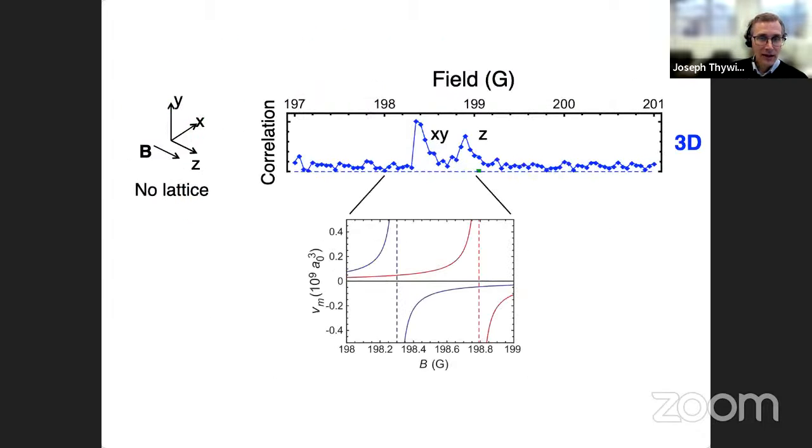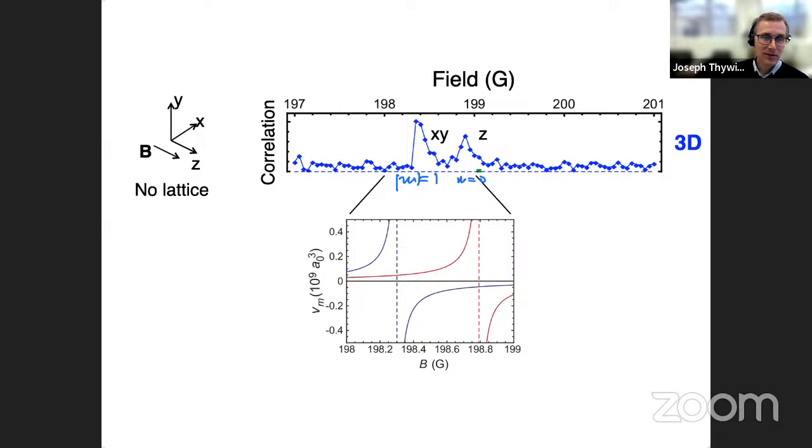So when scanning the magnetic field for the P-wave resonance, if you're in 3D or a weakly interacting system, you see both of the peaks, both this m equals 0 state that I showed you earlier, and also this m equals plus or minus 1.